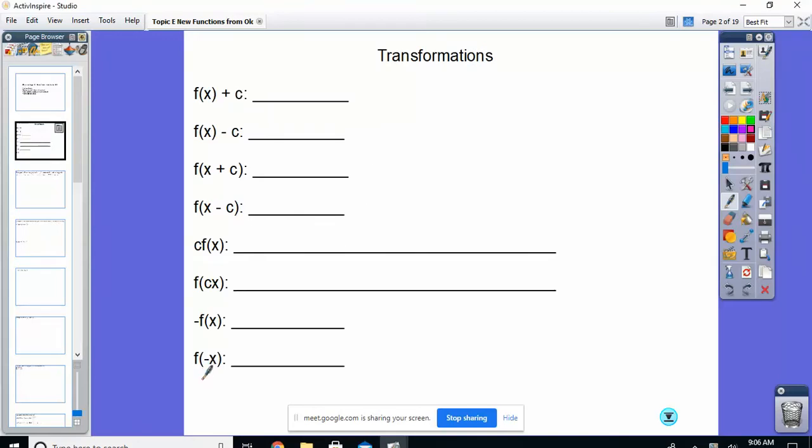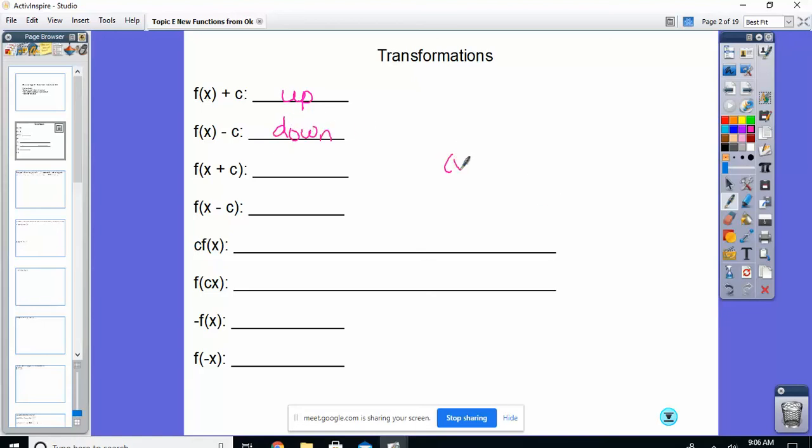So if you take a function and add something, what does that do? If I said like x squared plus 4, moves it up. What happens if you subtract? Down.